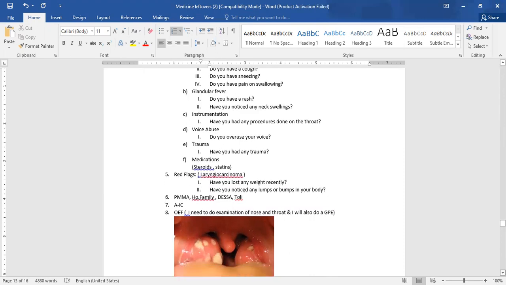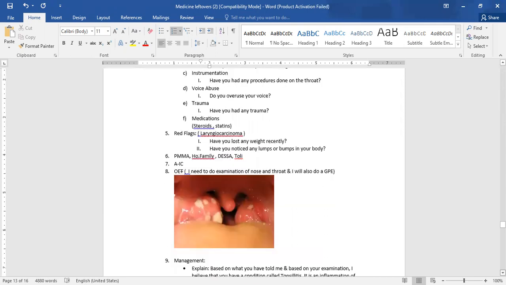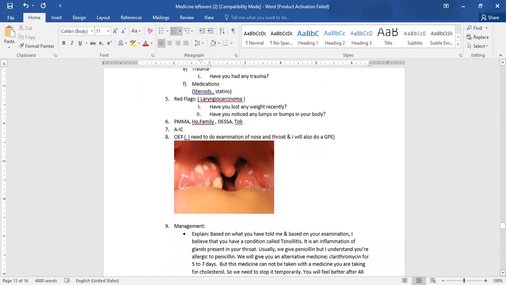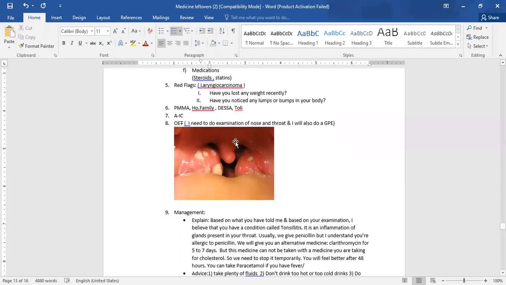Don't ask too many questions. Here the allergy questions are very important, as are the medications she is currently taking. Then mention the examination. Once you mention the examination, they might give you this picture.